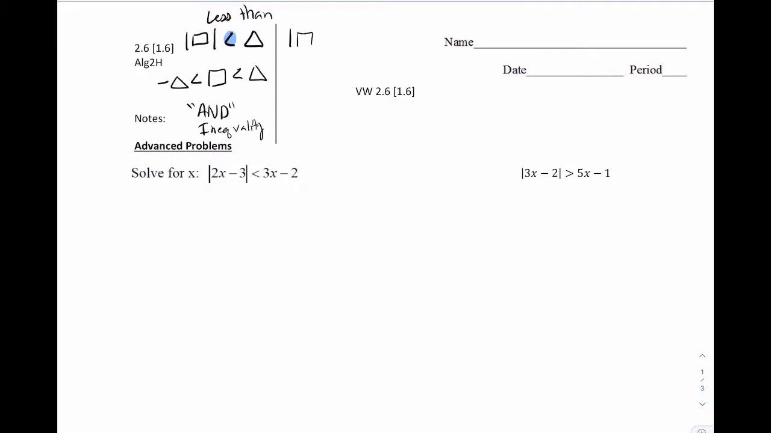The other situation is when the absolute value of the box is greater than the triangle. So the key here is going to be greater than. If it's greater than, that would mean that the box must be greater than the triangle, or, and the key word there is or, the box is less than the negation of the triangle. So notice how the greater than situation creates what's called an OR inequality or an OR situation.